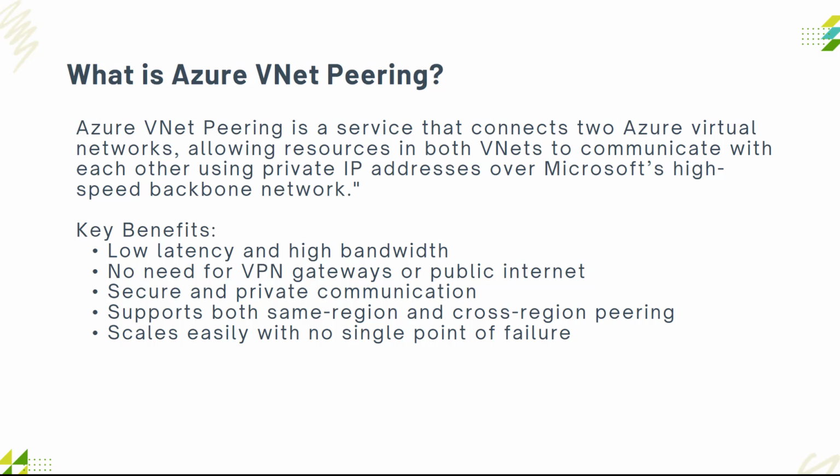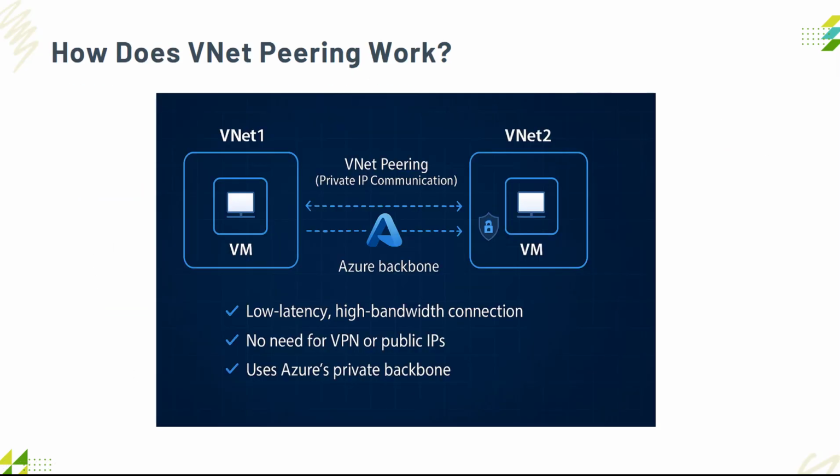Now, the question that comes to our mind is how does VNet peering work? So here is a small diagram to explain it. When we peer two virtual networks, Azure establishes a direct point-to-point link between them. In the diagram, you will see we have VNet 1 and VNet 2, and there is a virtual machine in VNet 1 and in VNet 2 as well.